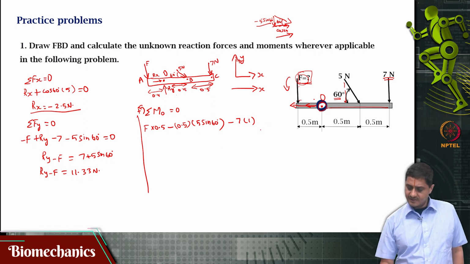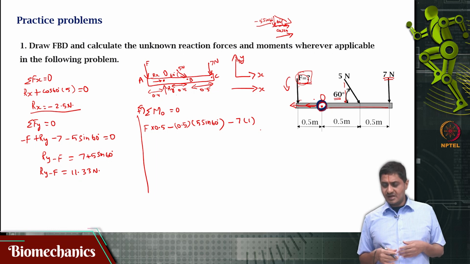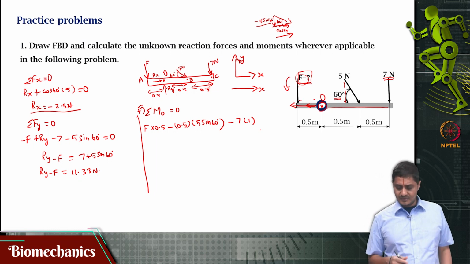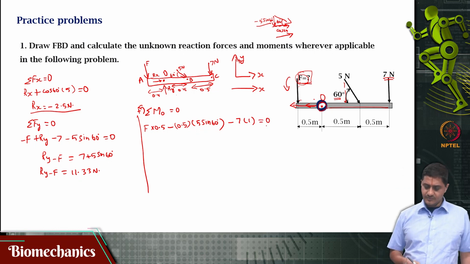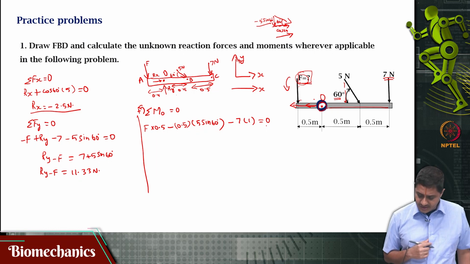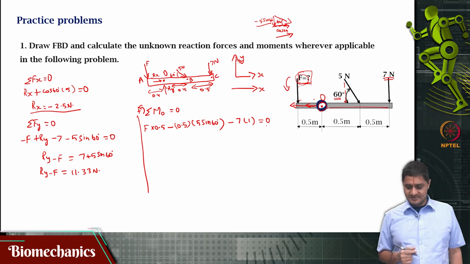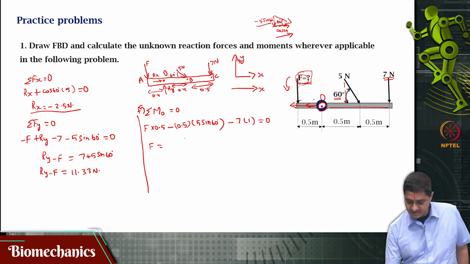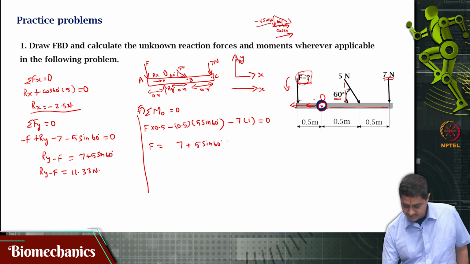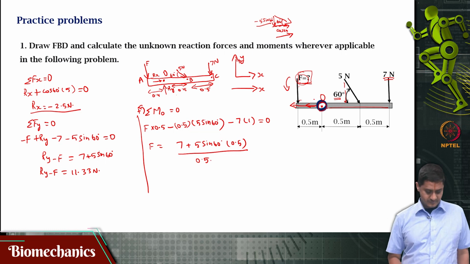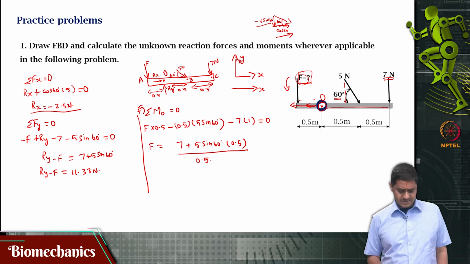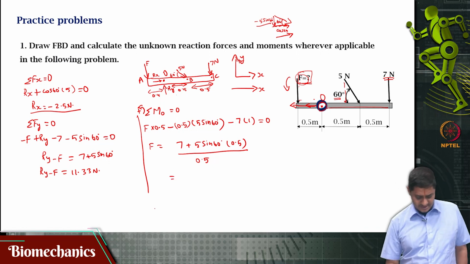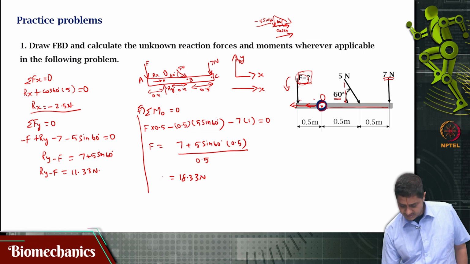Anything else? Is there any other force? The 5 Newton force in the x direction and Rx will not cause a moment. Okay. So, I am writing this as 0. Now, it seems to me like this equation has only one variable, which is F. I can simply solve for F using this. How? F is 7 plus 5 sin 60 times 0.5, the whole thing divided by 0.5, is it not? You can compute this using a calculator and you realize F is actually 18.33 newtons.